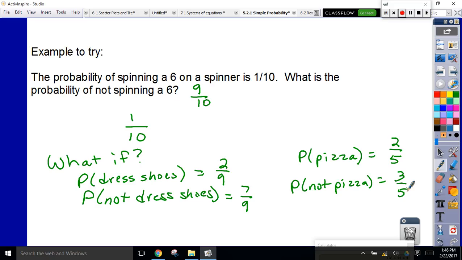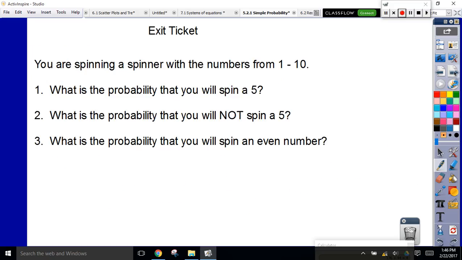Okay, I think that was our last. All right, exit ticket. I want you guys to do this, and then I will give you your assignment that you're going to work on for the rest of class.